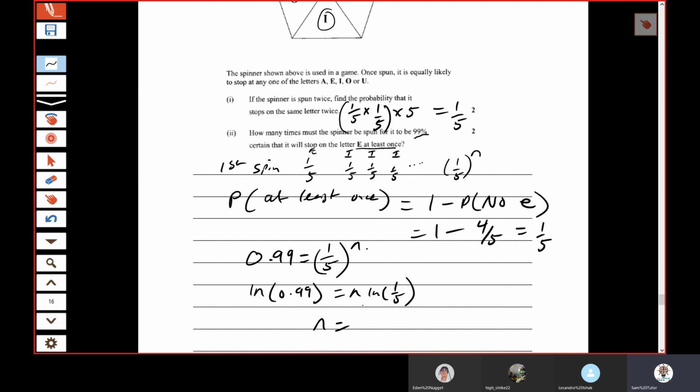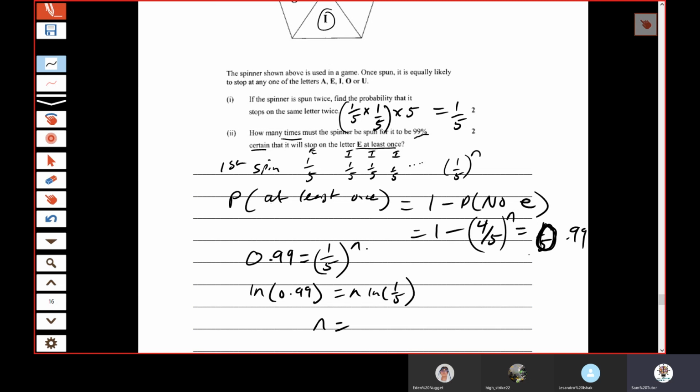How many times must the spinner be spun for it to be 99% certain that it will stop on the letter E at least once? So at least once means 1 minus probability of no E. Not getting E: 1 minus 4 over 5 to the power of n. So you just repeatedly get it. This needs to equal 0.99.